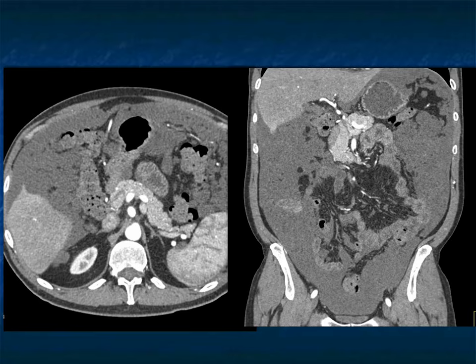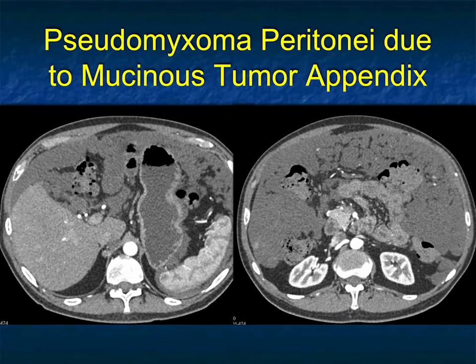There are bowel loops that are mildly dilated. It's interesting when you have pseudomyxoma peritonei, you may see bowel obstruction, you may not. Things that give pseudomyxoma: mucinous tumors of the cecum, gastric adenocarcinoma, ovarian cancer, biliary duct tumors, pancreatic tumors occasionally, and mucinous tumors, in this case from the appendix.